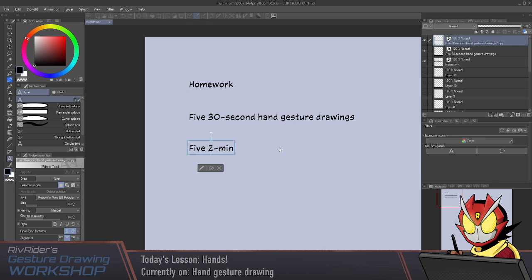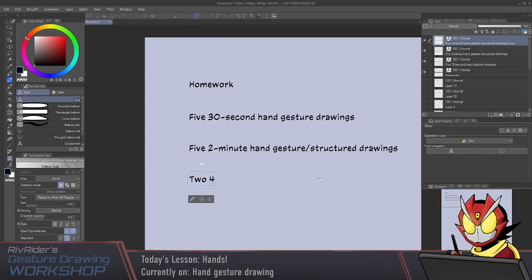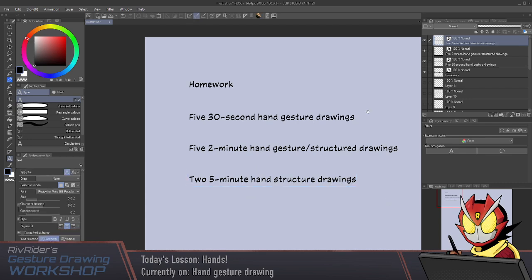5 2-minute hand gesture structured hand drawings. Nah, it's more like closer to gesture / structured hand drawings. That's gonna get confusing. 5 2-minute hand gesture / structured drawings, and then 2 5-minute hand structure drawings. This is the exercise I leave you with.